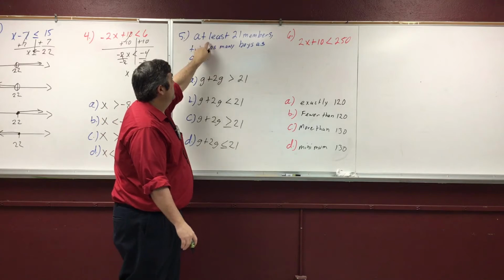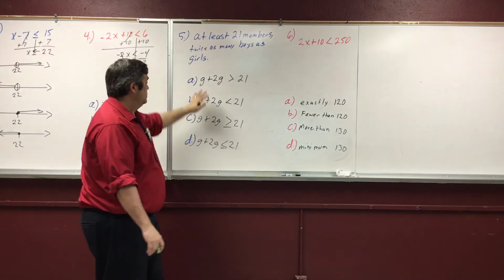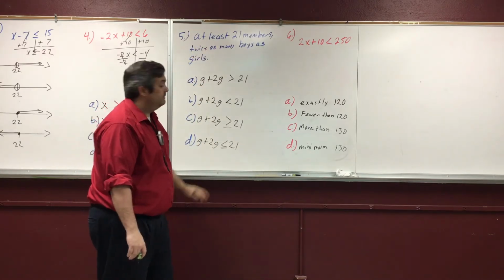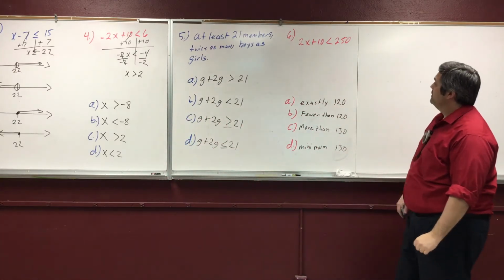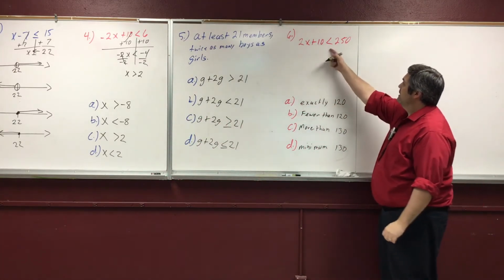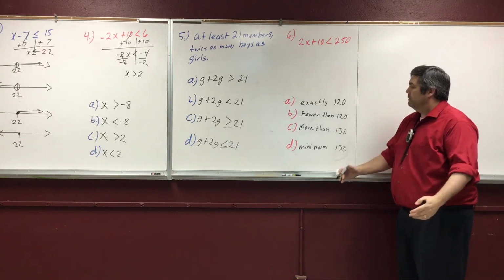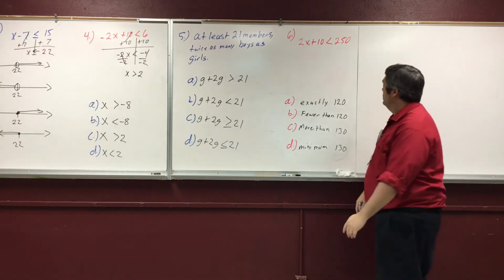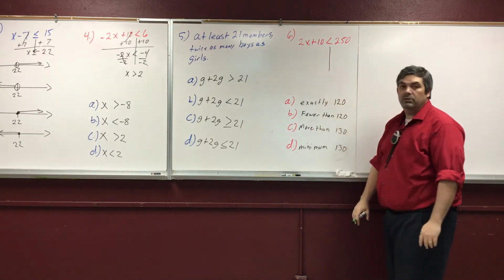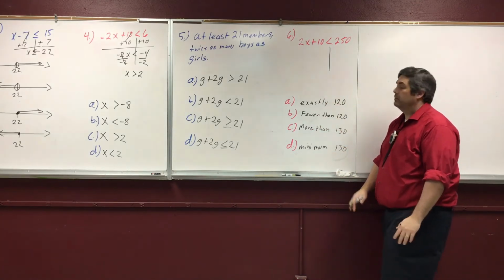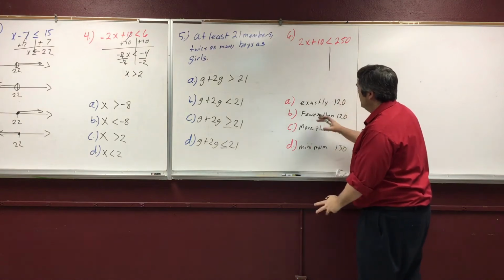And all you had to do was look for that inequality and make sure it was the right inequality. Not a hard question, but we missed it. All right, 2x plus 10 less than 250. I mean, guys, we're going to solve. Just solve it. So we have to solve correctly and then make sure we're using the right inequality. That's the key here. Solve this, and then pick the right inequality.